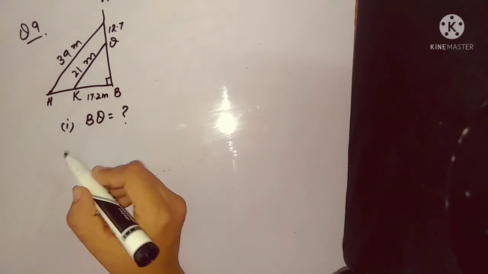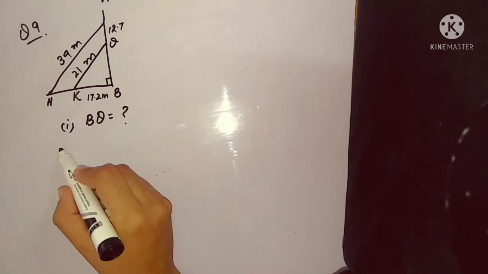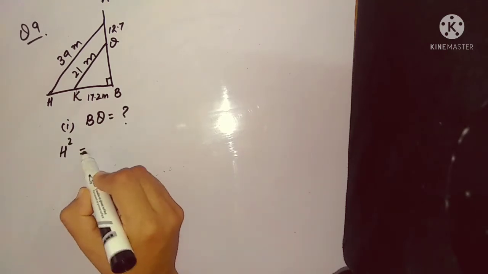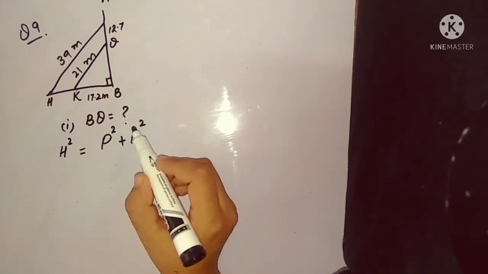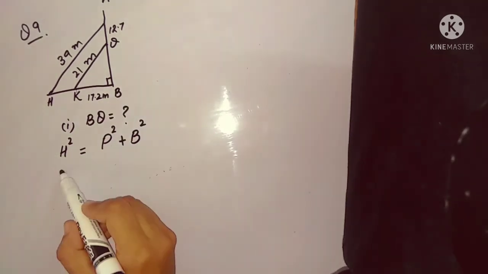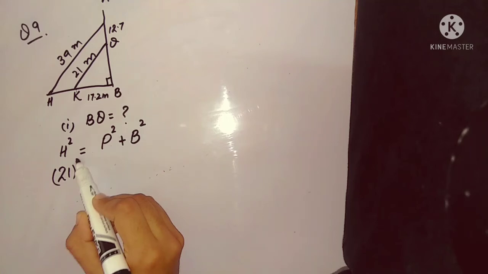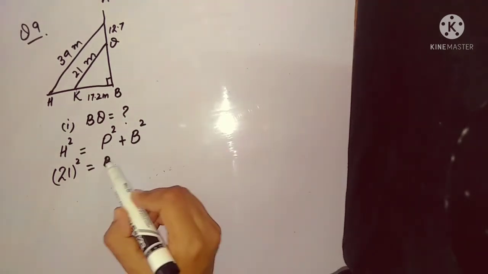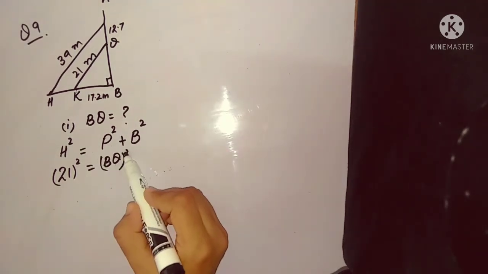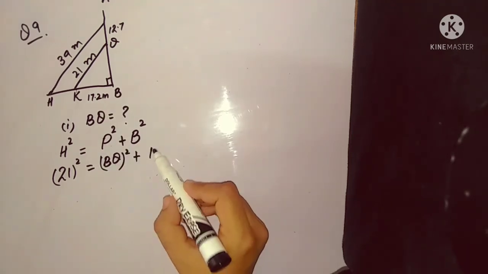So let's use the formula of the Pythagoras theorem, which is hypotenuse square is equal to perpendicular square plus base square. So hypotenuse is given, which is 21, so you will take the square of 21. And perpendicular, we have to find, which is BQ, so write in BQ. And base is given, which is 17.2.